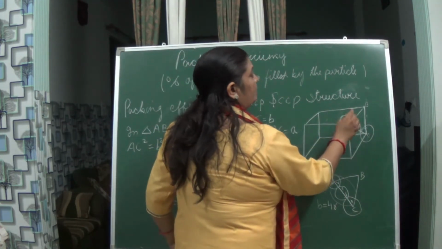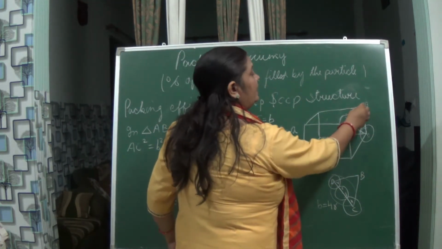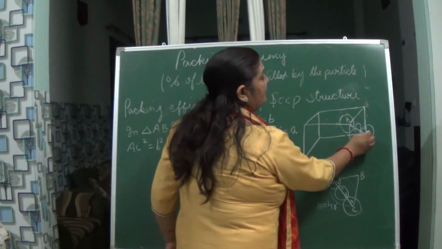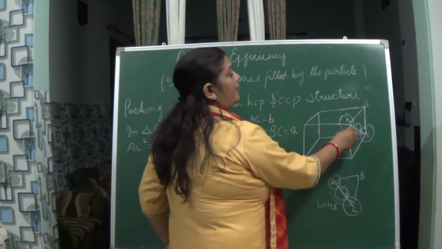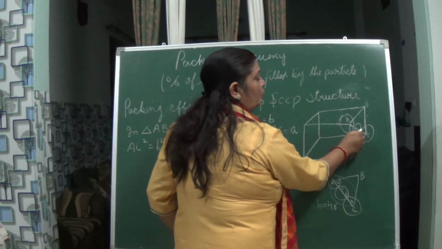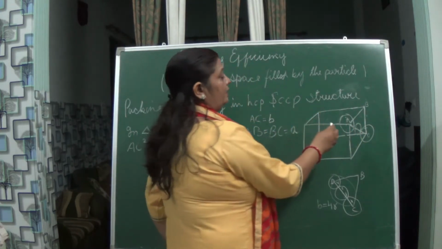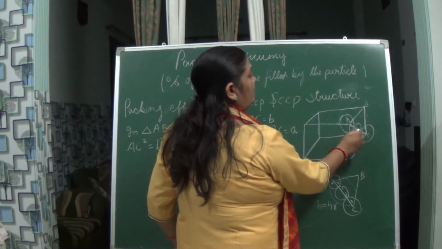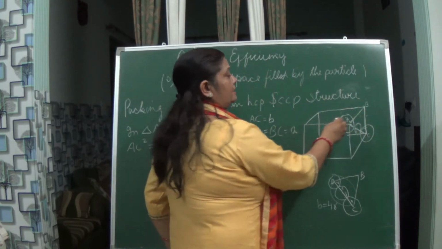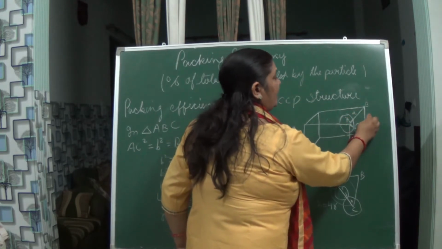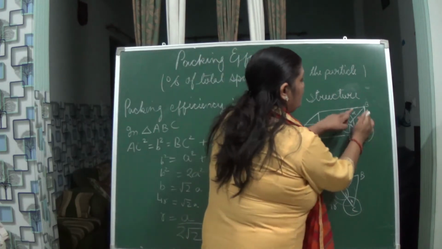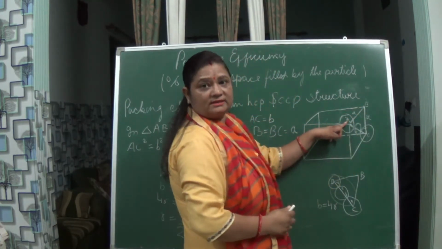Suppose this is A, this is B, and here the particles are present, and this is C. Now in order to calculate it, I have drawn circles over here. This will be denoted as small a, and this forms a right angle triangle, or an isosceles triangle.